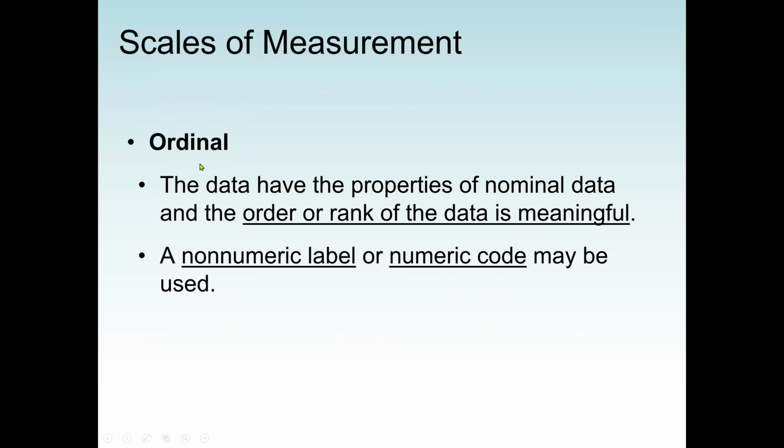Then next we go to the ordinal. Again, ordinal, we said it came from the word in order. So something in a ranking order. So the data have the properties of nominal data. It still has the property of nominal data, but also we can put it in order, or the rank of the data is meaningful. So it's still a non-numeric label or numeric code that may be used. For example, grade A, grade B, grade C, etc.